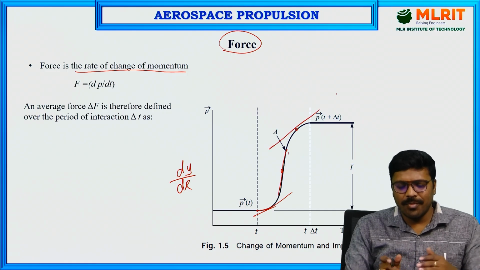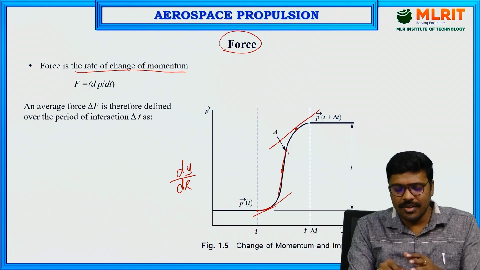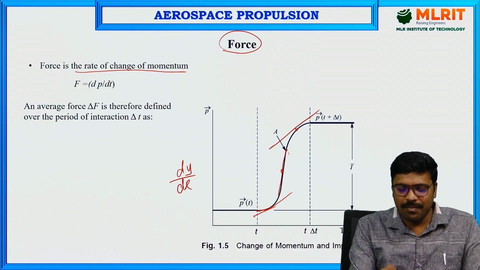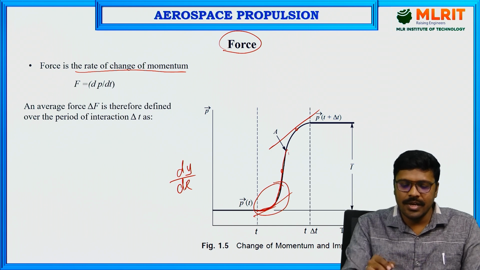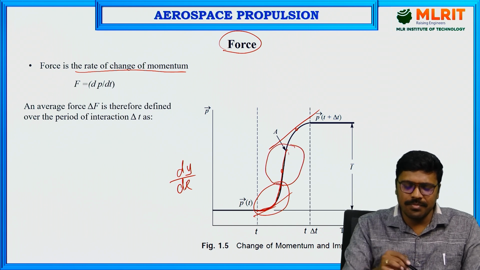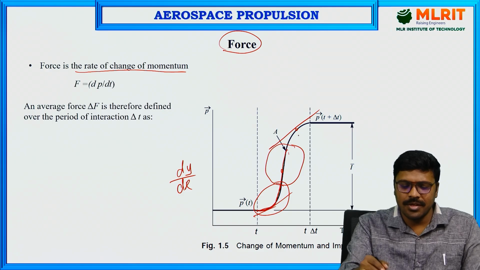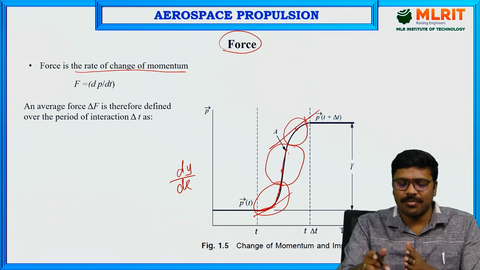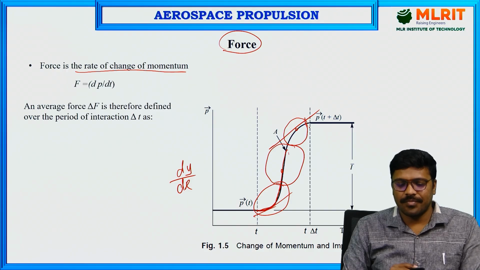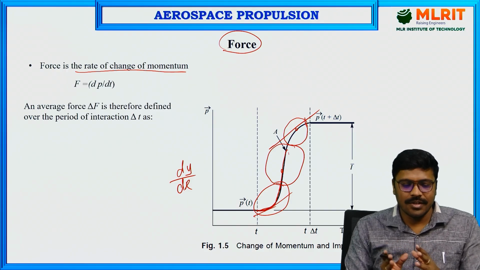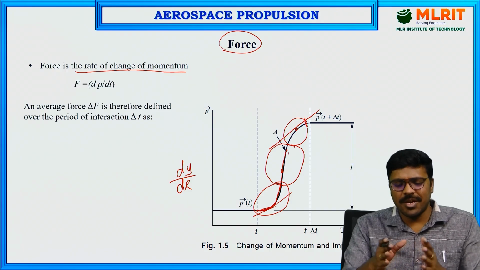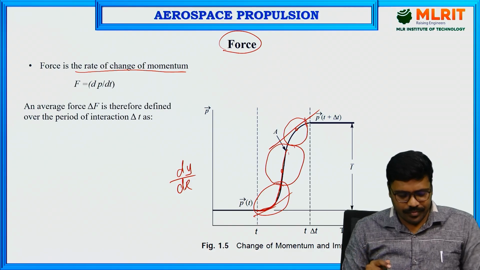That means the momentum is increasing slowly from this point to this point. In this portion, the momentum is increasing slowly. Here the change in momentum is maximum, and here the rate of change of momentum is decreasing. The slope is gradually decreasing here. Okay, so this is explained by the force.